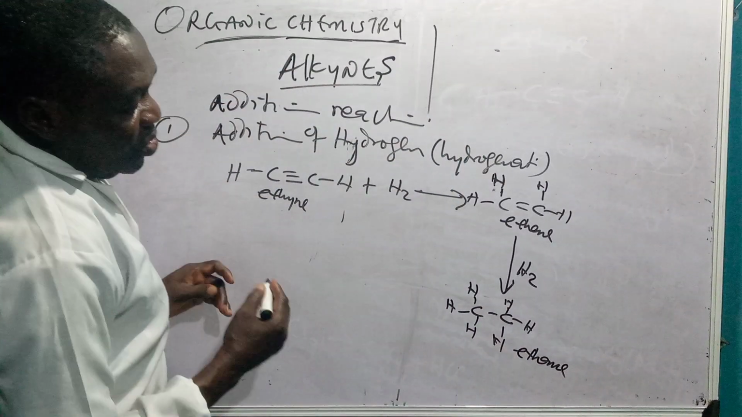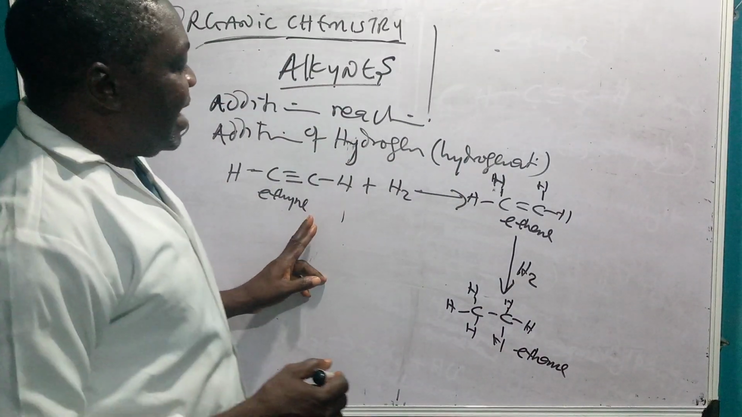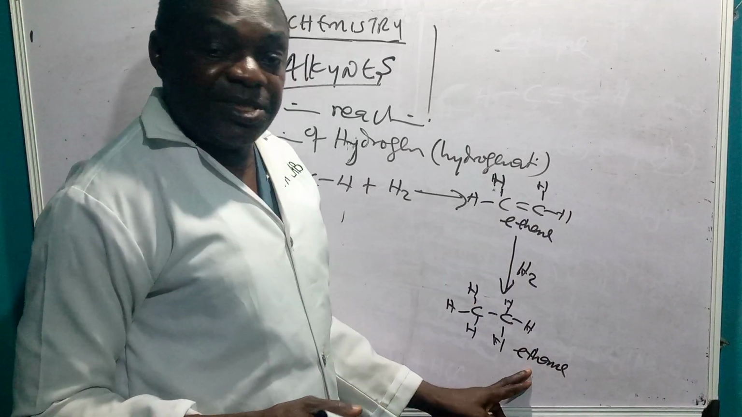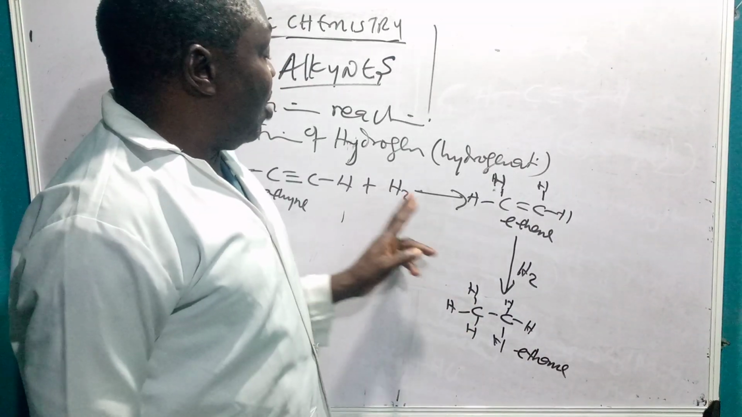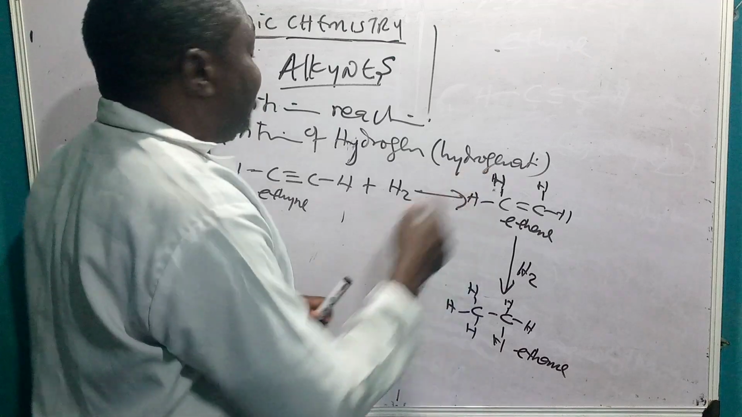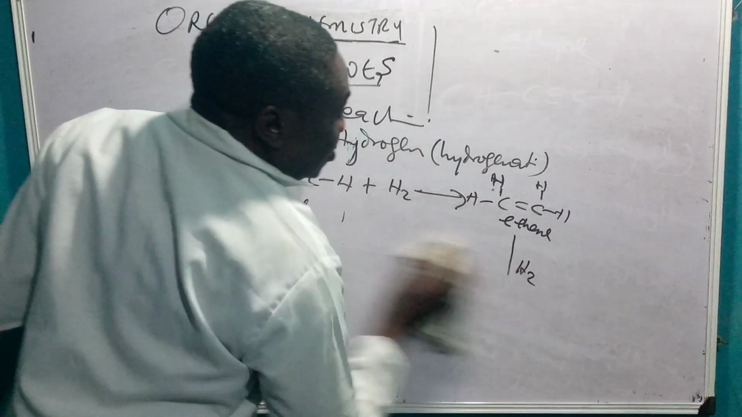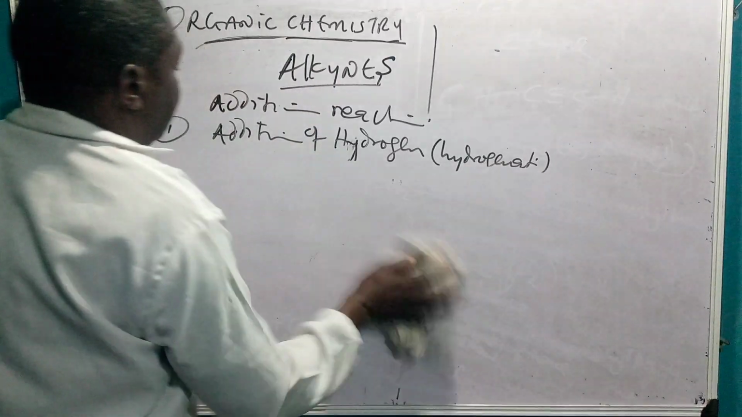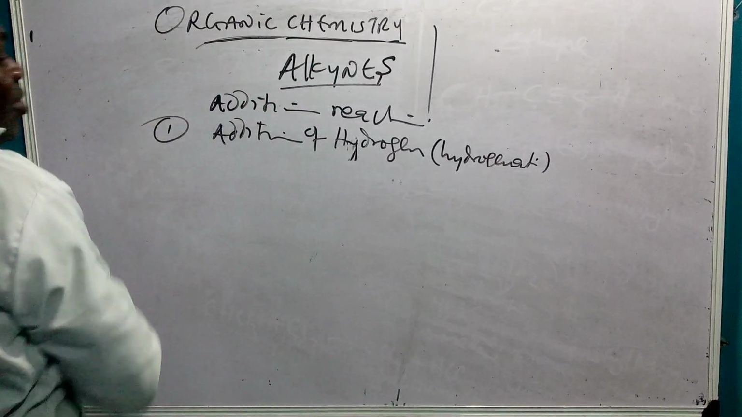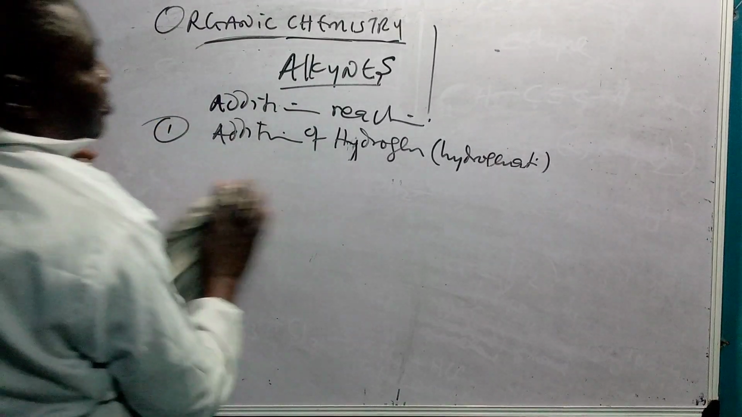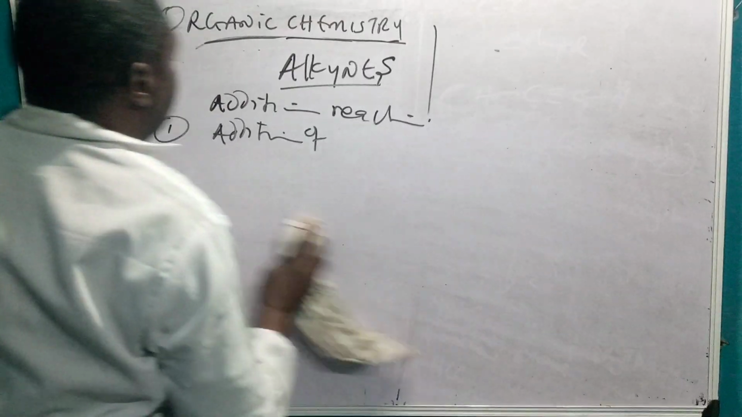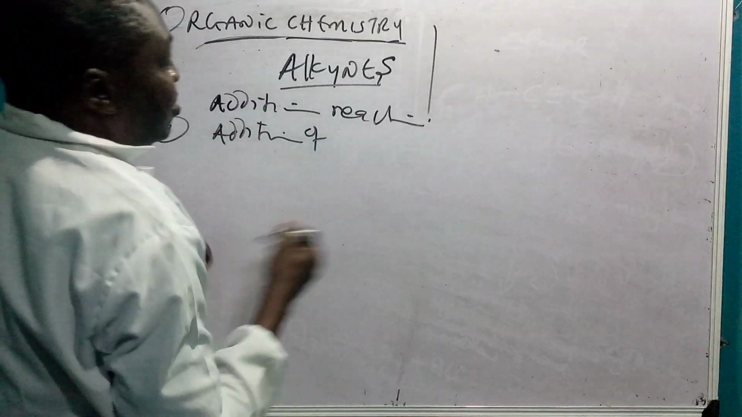So it means we converted ethyne to ethene and finally to ethane. This is one of the reactions. Because we use hydrogen, we call it hydrogenation. However, it's not compulsory that it must be hydrogen. We can also use halogens. There are so many reactions. We are going to discuss a few of them in this video. In a subsequent video, however, we can include others.